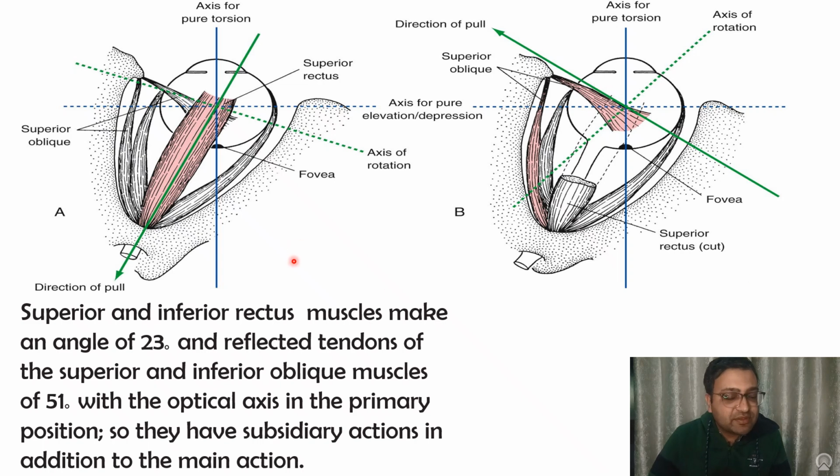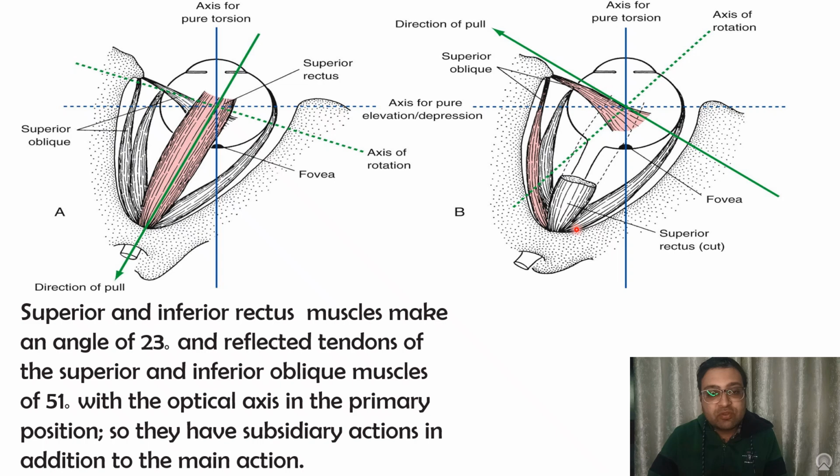This diagram is again very important. You can see in this diagram, this is the superior rectus muscle. It is oriented at an angle of 23 degrees to the visual axis. So this is the visual axis and this is the orientation of the insertion of the superior rectus.